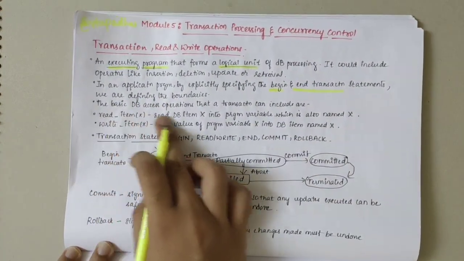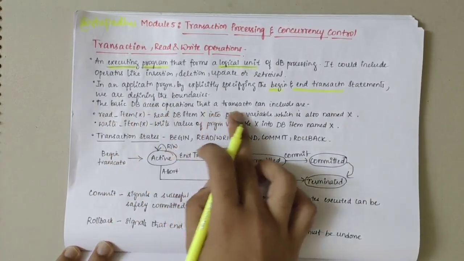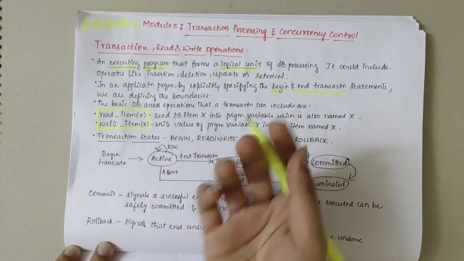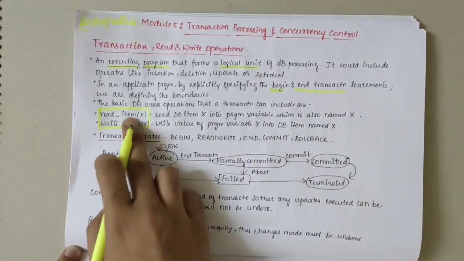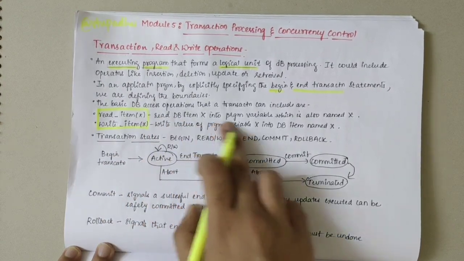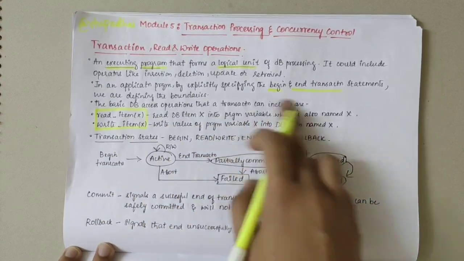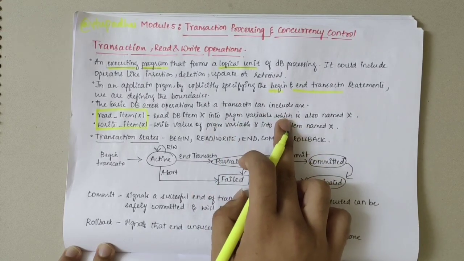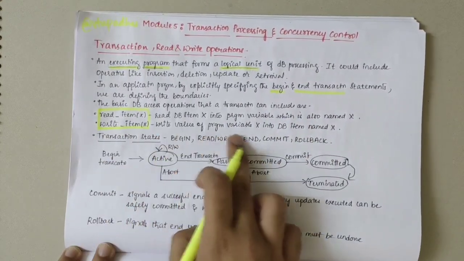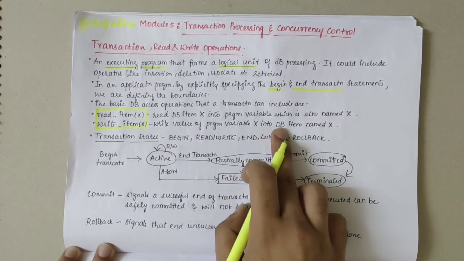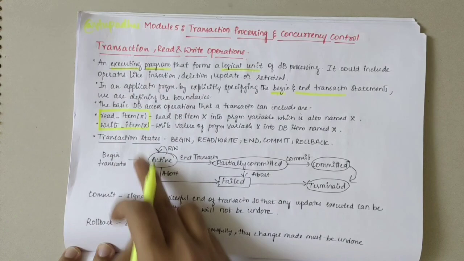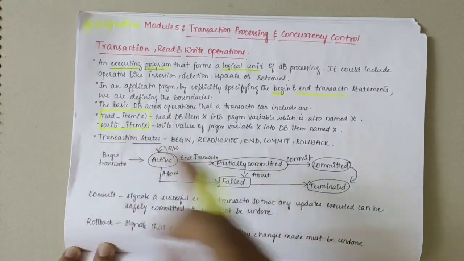The basic database access operations that a transaction can include are read and write. These two are pretty important. Read item X says that we need to read a database item X into the program variable. Here we are considering that the program variable is also named X. And write item X means writing the value of program variable X into the database item named X. So a transaction has two major operations, read and write.